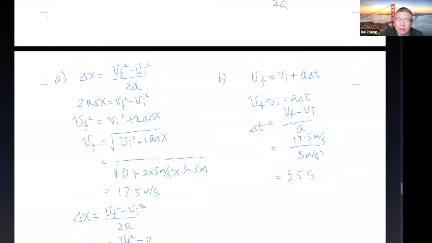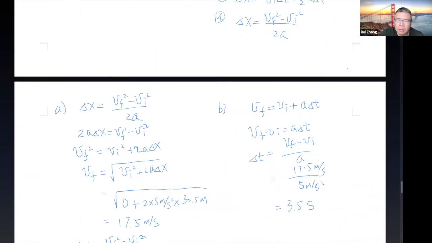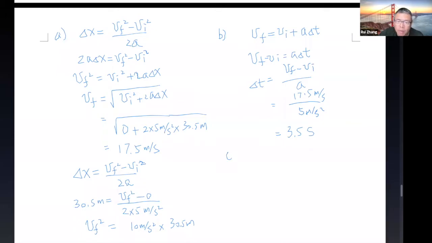Okay, now the third one, we want to get V average. Actually, the problem says you have two ways to get V average. So remember the basic definition of V average is this: total displacement divided by total time. This is true for any motion. Certainly you can solve this one because you already know delta X, you know delta T. So you can get this by plugging in 30.5 meter divided by 3.5 second. If you calculate that, 30.5 divided by 3.5, it gives you 8.71.